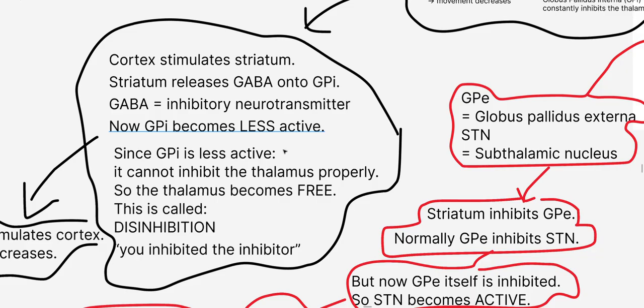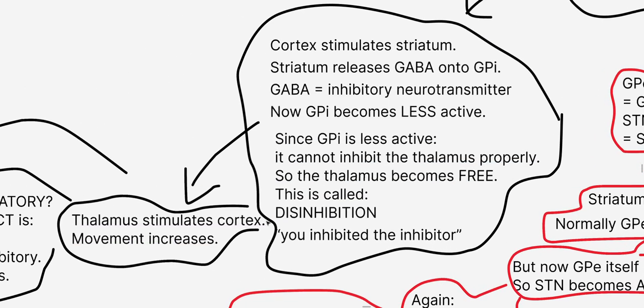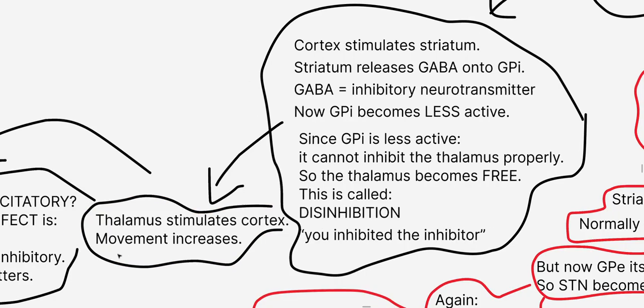Since GPI is less active, it cannot inhibit the thalamus properly. So the thalamus becomes free. This is called disinhibition. You inhibited the inhibitor. Since GPI is inhibited, the GPI is off, the handbrake is no longer inhibiting the thalamus, and the thalamus becomes free, the thalamus is activated, the motor cortex is activated, and movement increases. The thalamus stimulates the cortex, and movement increases.